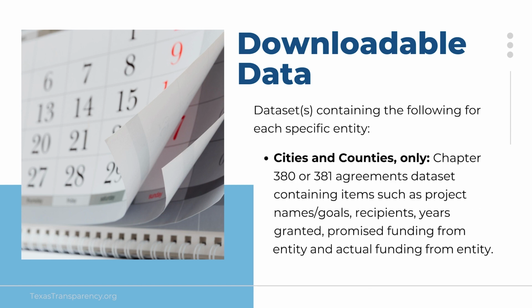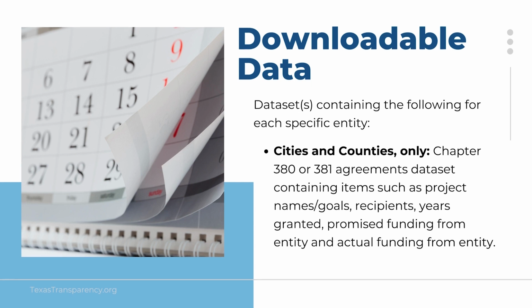Additionally, cities and counties should display a Chapter 380 or 381 agreements dataset containing items such as project names and goals, recipients, years granted, promised funding from the city or county, and the actual funding from the city or county.